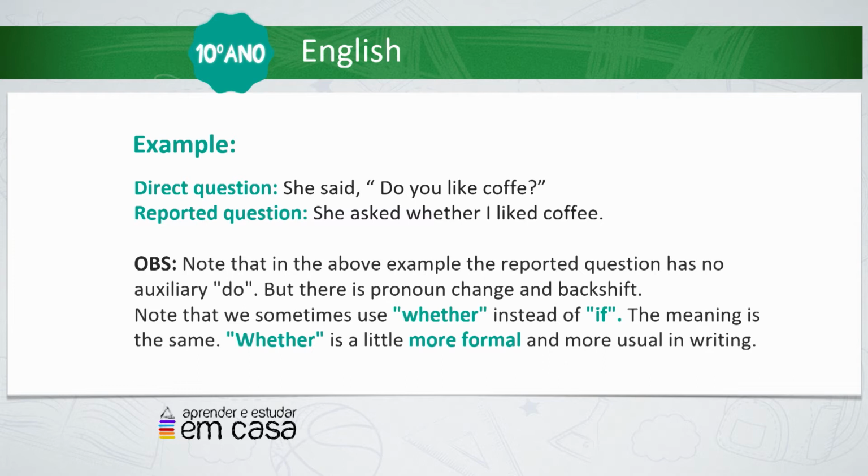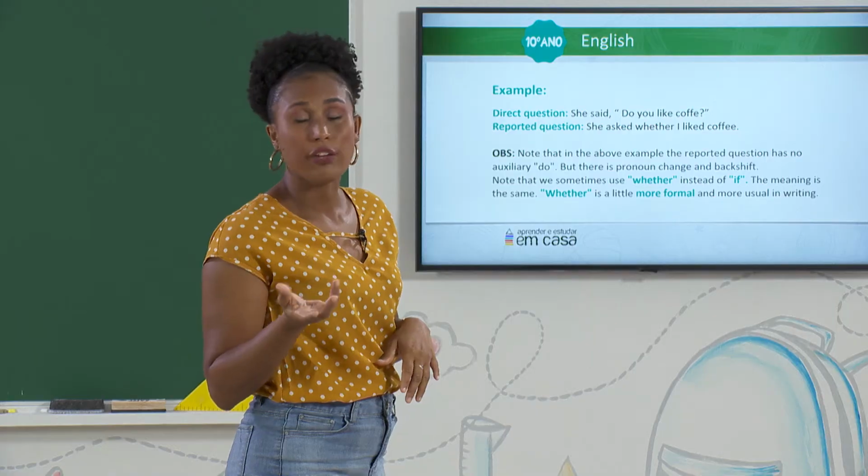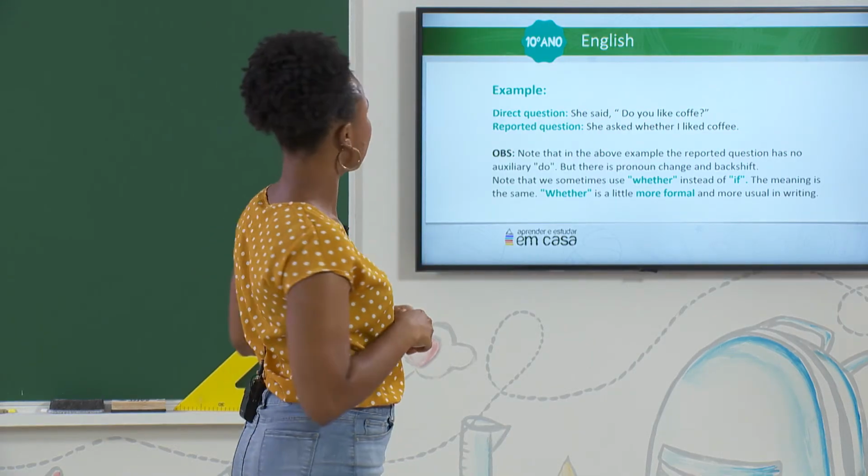Notice here that in the above example, the reported question has no auxiliary do, but there is pronoun change and backshift. And sometimes we use whether instead of if. Why? The meaning is the same, but whether is more formal and more usual in writing. So there's no problem if you use if or whether, they are the same.